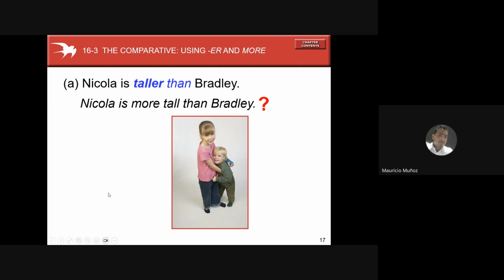Again, we have once again in the sentence letter A: Nicola is taller than Bradley. Nicola is more tall than Bradley. Hmm. No, is that not correct? Remember that we cannot use the word more for short adjectives, in this case adjectives with one syllable. For short adjectives, we add the suffix er. The correct one is Nicola is taller than Bradley. It's not correct to say more tall.